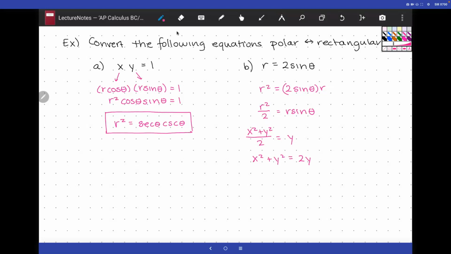By the way, what shape would this be? Because it's x squared plus y squared equals 2y. Not just 2. I mean, if it was 2, it would be a circle.